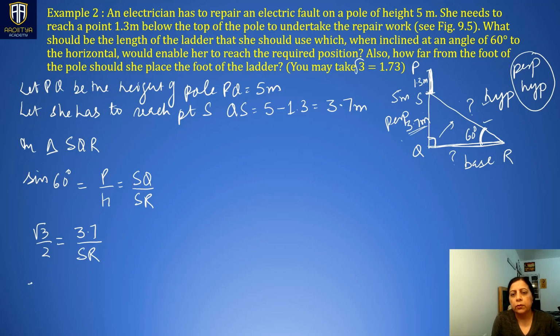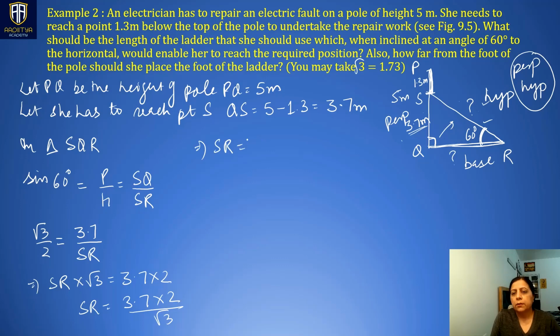So you can cross multiply: SR into root 3 is equal to 3.7 multiplied by 2. So SR is equal to 3.7 multiplied by 2 divided by root 3. So SR becomes 7.4 divided by root 3. Here root 3 is in the denominator, so I have to rationalize the denominator. This becomes 7.4 root 3 divided by 3. Right? Now since in this case it is given that root 3 has to be taken as 1.73, we have to put the value and solve this.